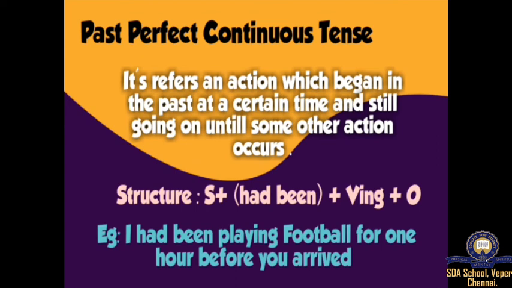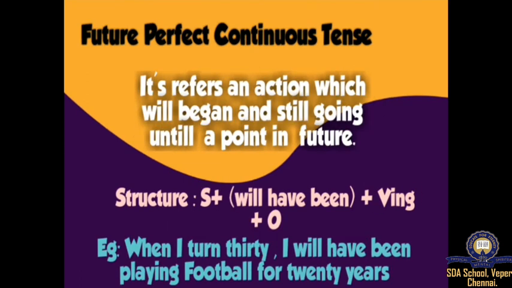Example, I had been playing football for 1 hour before you arrived. Here, for 1 hour refers to the start of the event. Therefore, it's called past perfect continuous tense. Now, let's move on to the last one. Future perfect continuous tense.